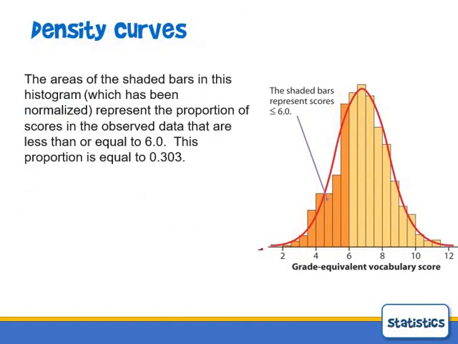Okay? And so the idea is if you're looking at the histogram, you could add up the area of all the bars to figure out the proportion, and if you convert to a percent, the percent that falls in a certain range. So for example, if we shade all of the bars here that are less than or equal to 6.0 and add up the areas, it's 0.303, which tells us that about 30% of the students in this sample scored a 6 or below.